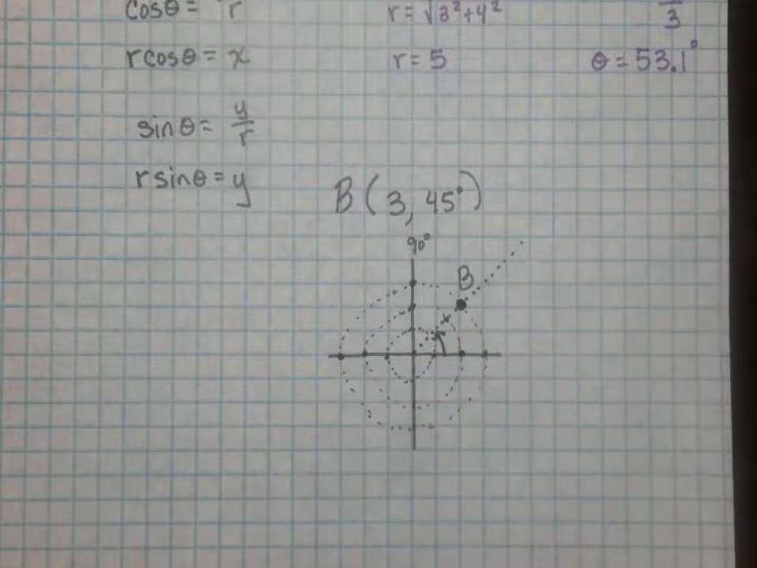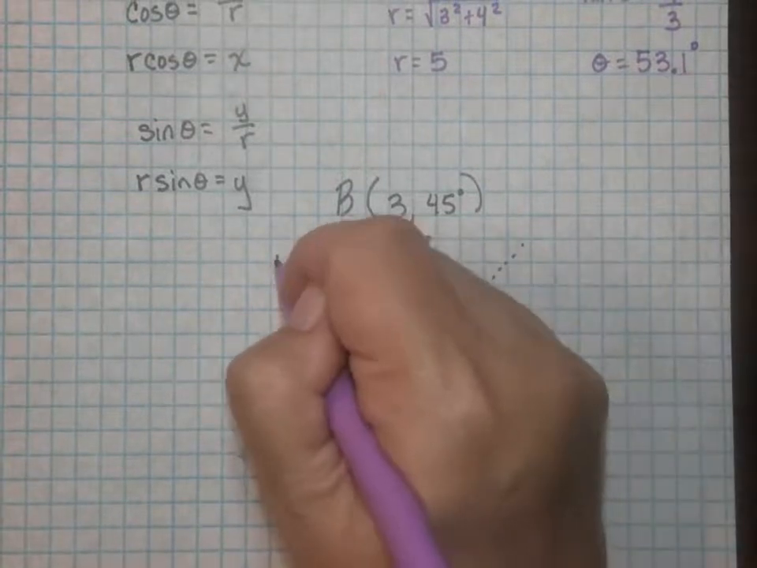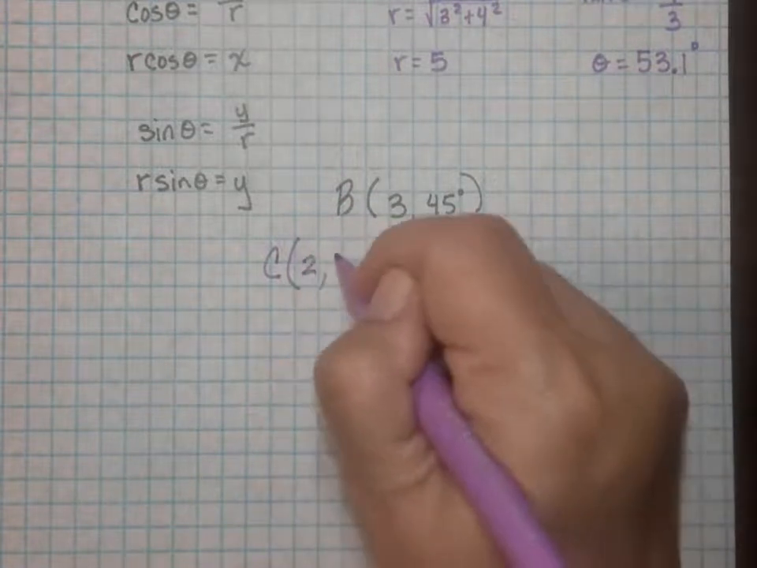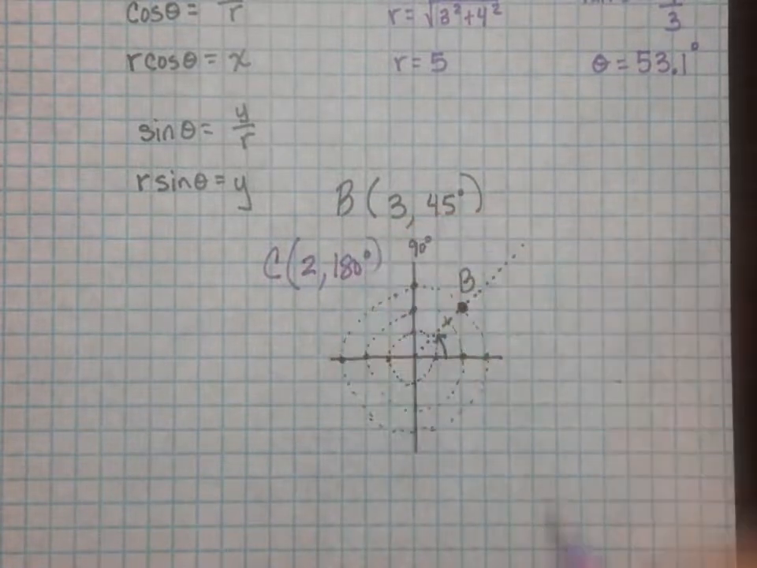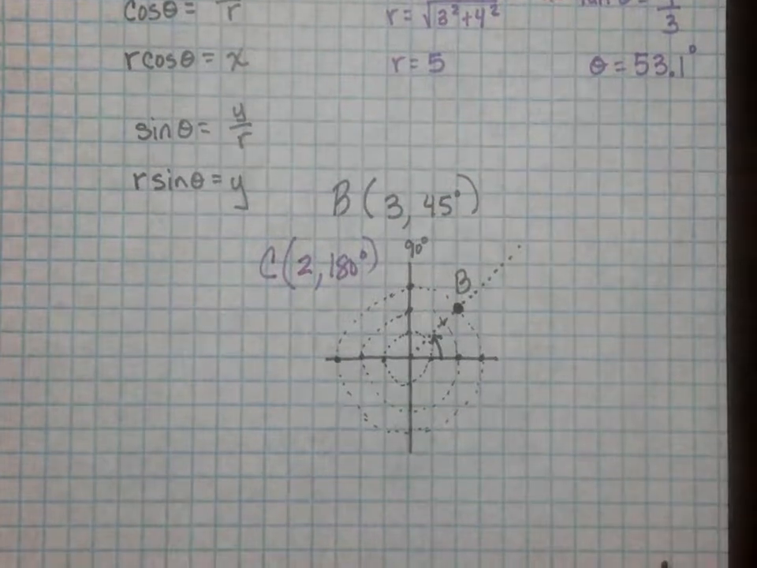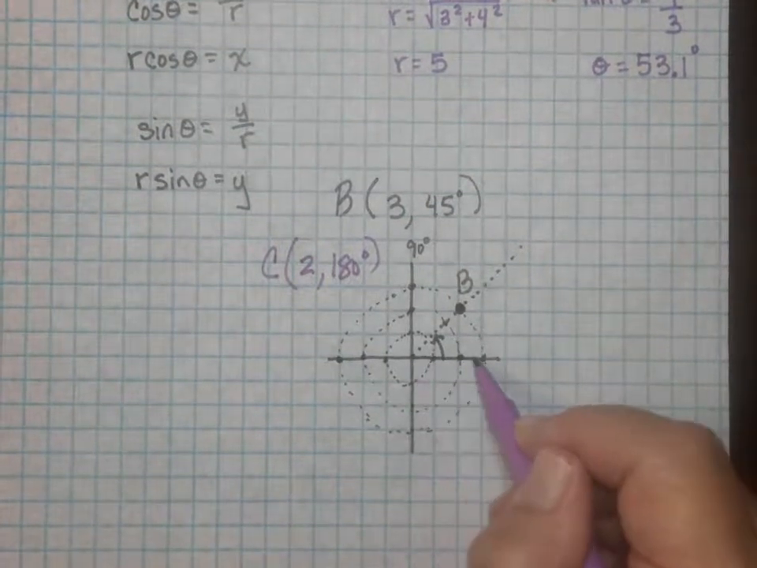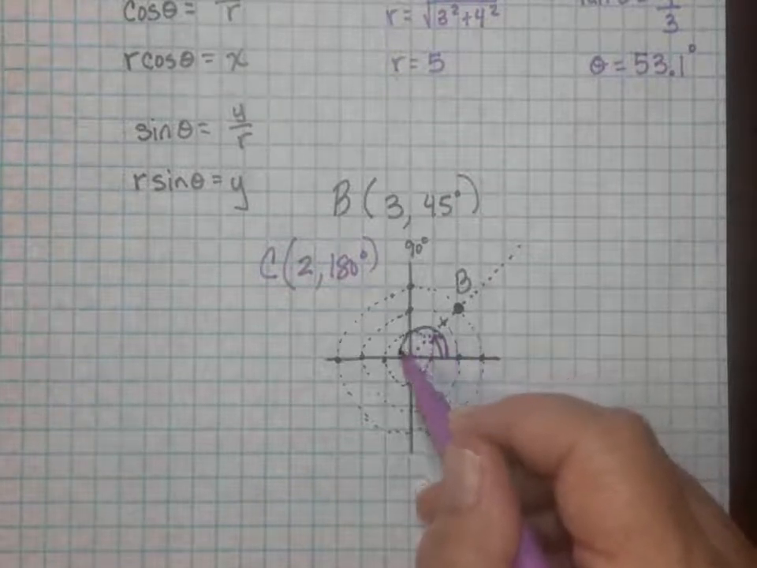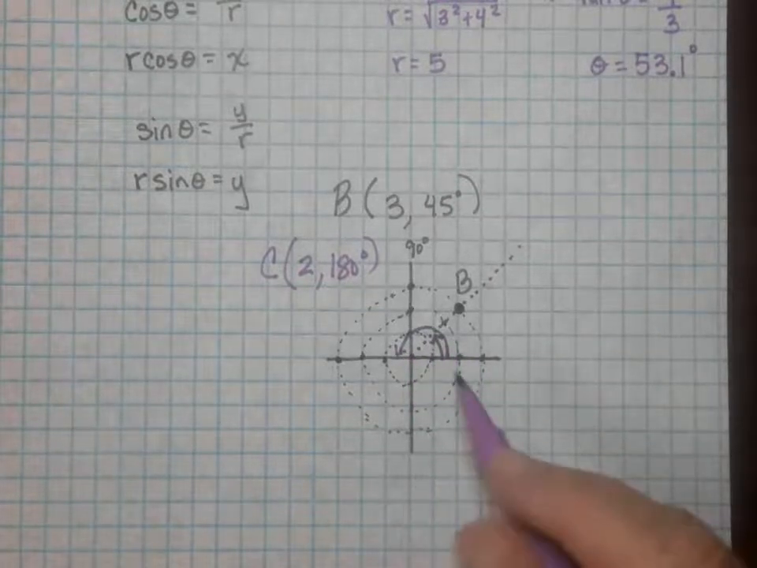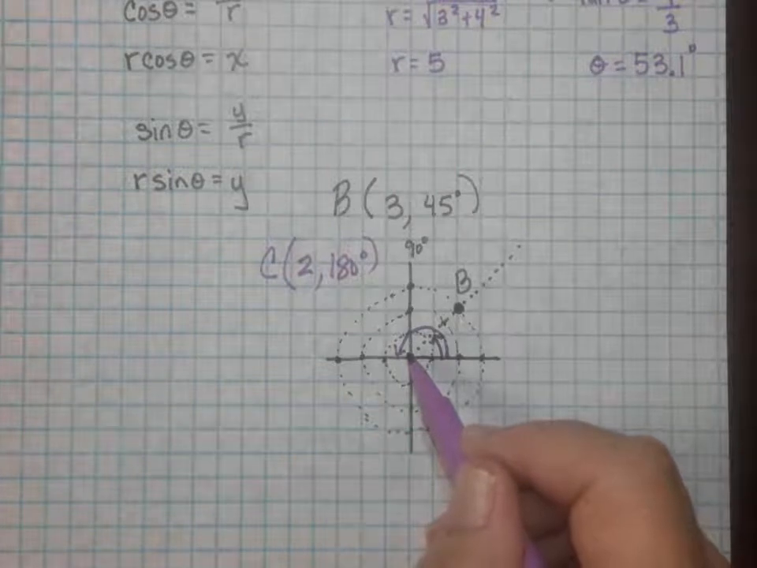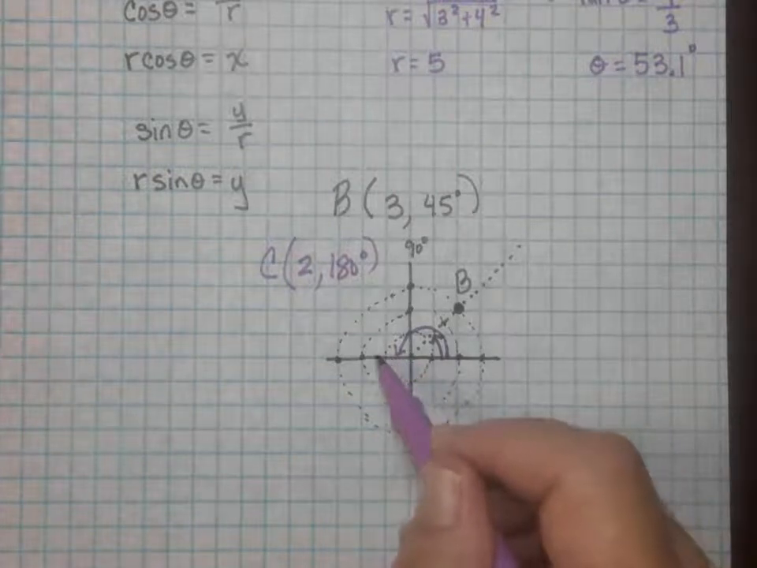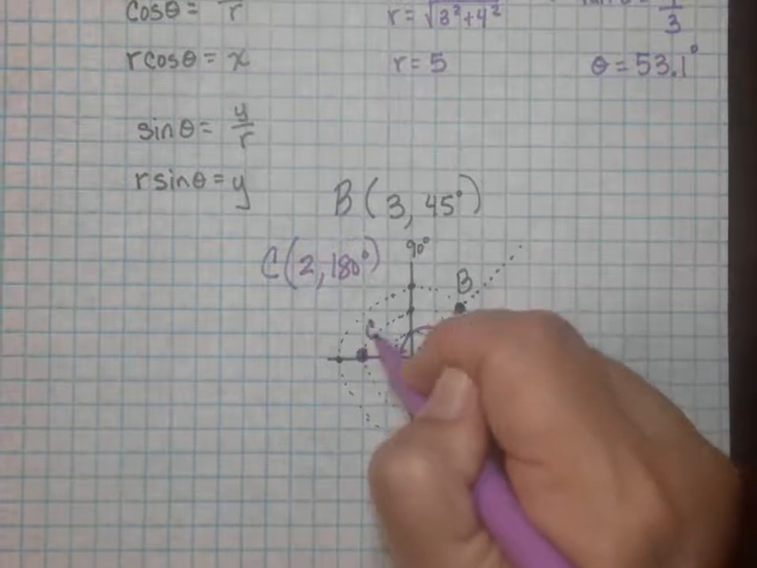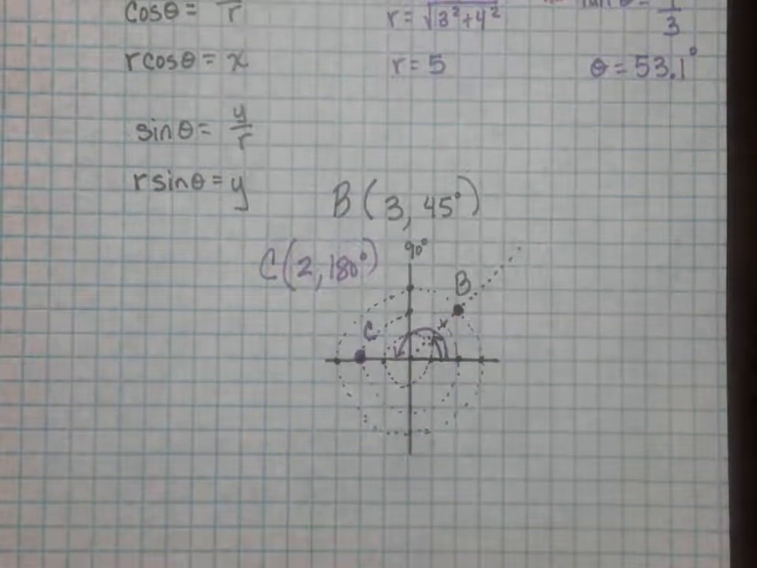So let's do another point. What if I had point C and it was at 180 degrees? Again, I'm starting here, measuring counterclockwise. Remember, that's how we measure angles, counterclockwise, to 180 degrees, and then go out to a radius of 2. That's point C right there.